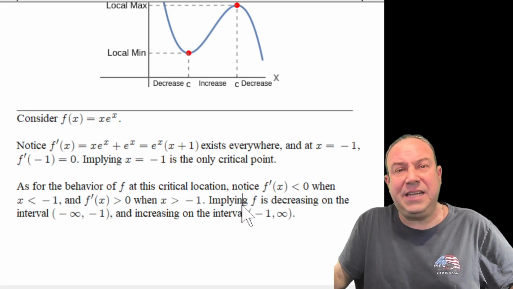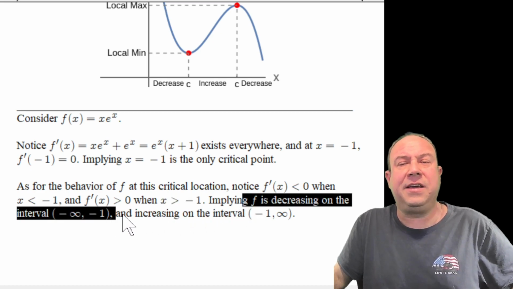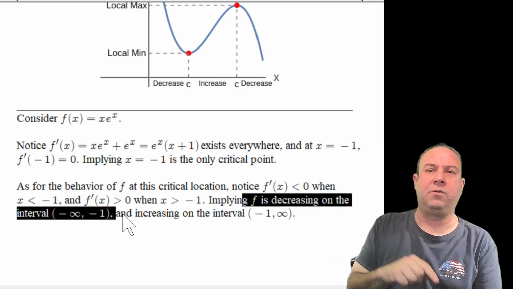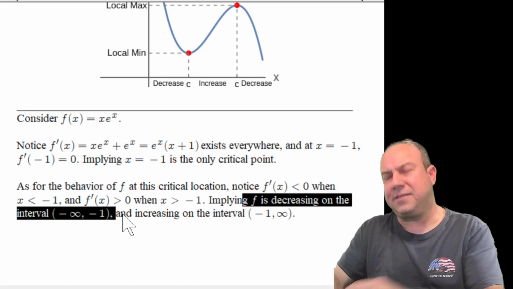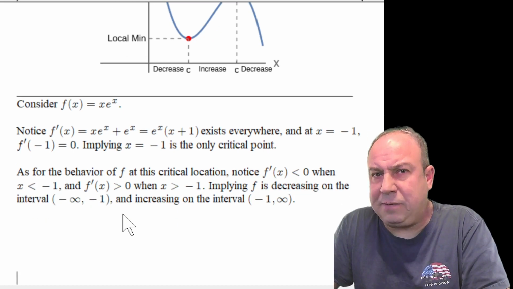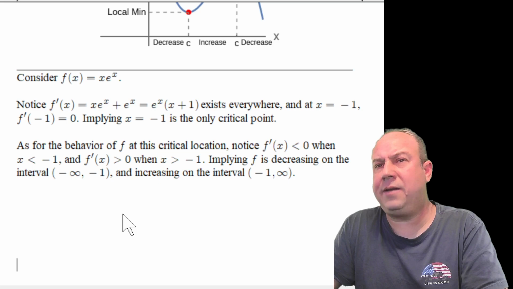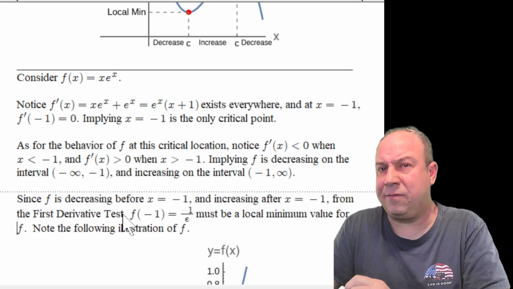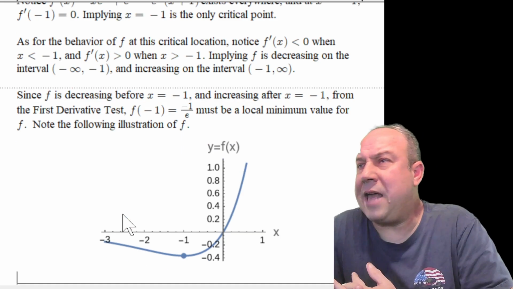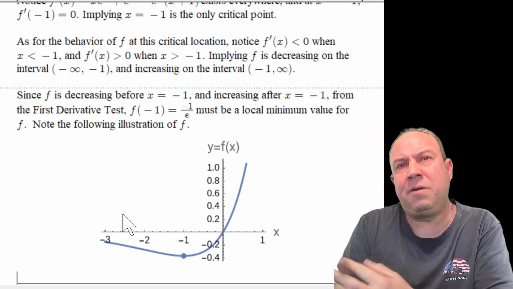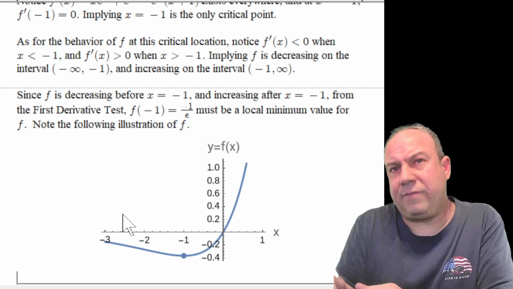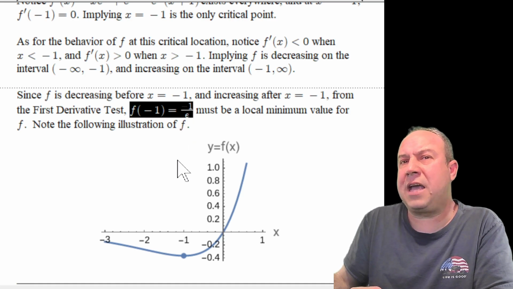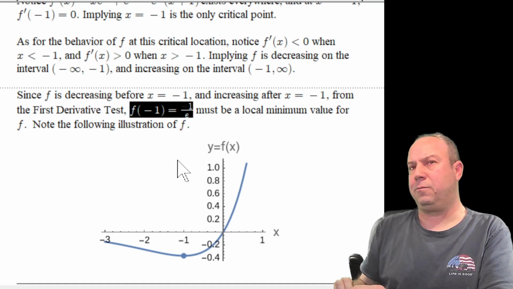Implying f is decreasing on the interval from negative infinity to negative 1 and increasing on the interval from negative 1 to infinity. And since f is decreasing before x equals negative 1 and increasing after x equals negative 1, at x equals negative 1 we must have a local minimum value from the first derivative test. The local minimum value must be f at negative 1, which equals negative 1 over e in value.